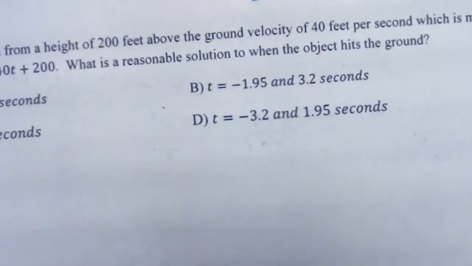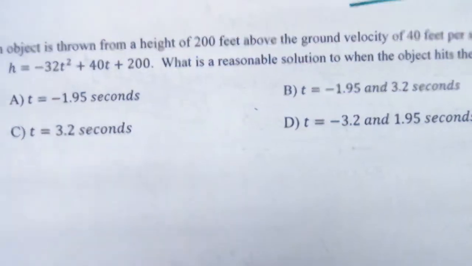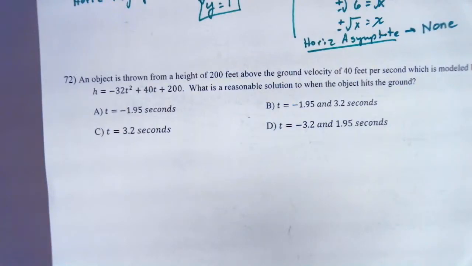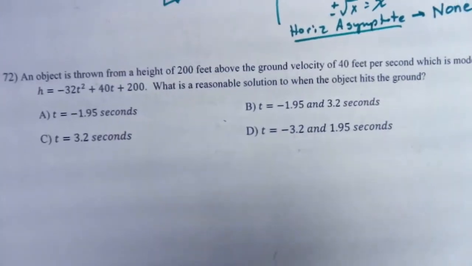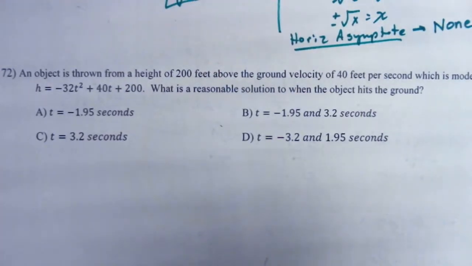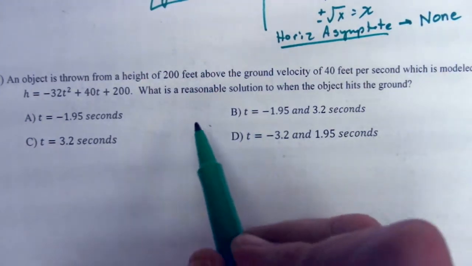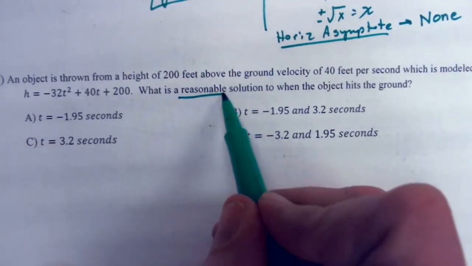All right, the last one, number 72. I'm going to zoom out for this. Okay. Check this out, folks. An object is thrown from a height of 200 feet above the ground at a velocity of 40 feet per second, which is modeled by the height equation h equals negative 32t squared plus 40t plus 200. What is a reasonable solution to when the object hits the ground? Okay. Now, here's the key to this problem. I'm not going to do any math. We're just going to reason.